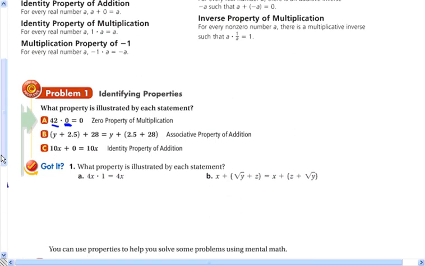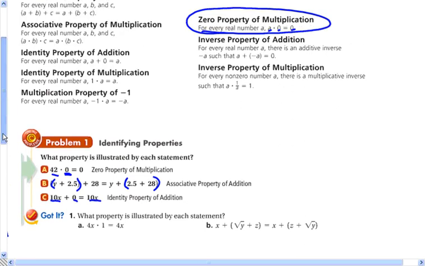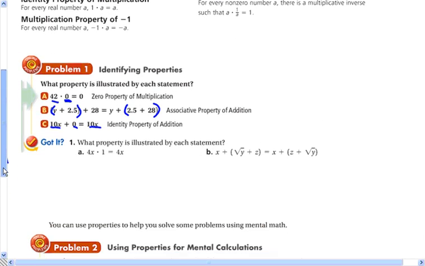Okay, the second one has something to do with grouping, it looks like, because there's some parentheses. And notice that the parentheses are changed in this one from around the y and the 2.5 to the 2.5 and the 28. And when you change the grouping, that is the associative property of addition. The next one, we are taking something and adding 0 and getting the same thing back. That is the identity property of addition.